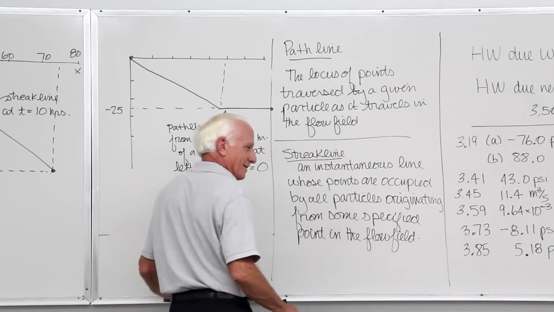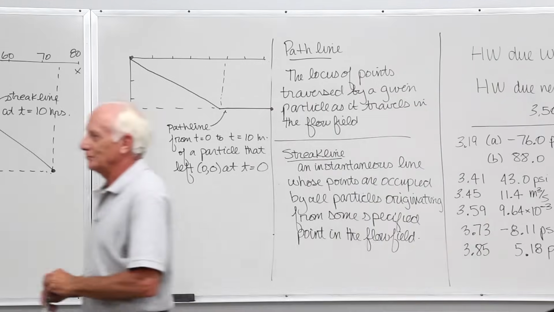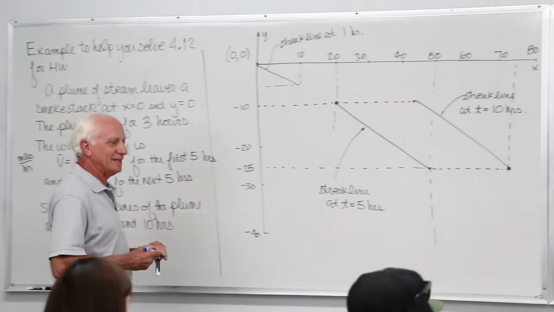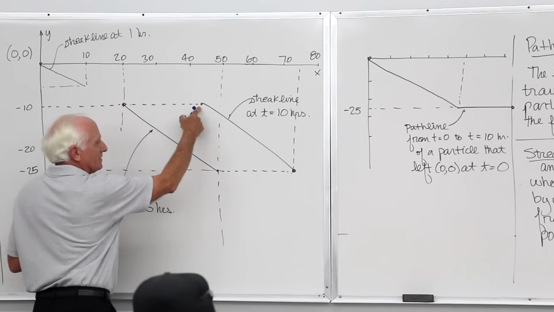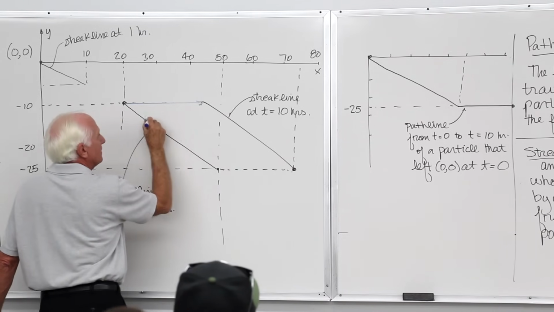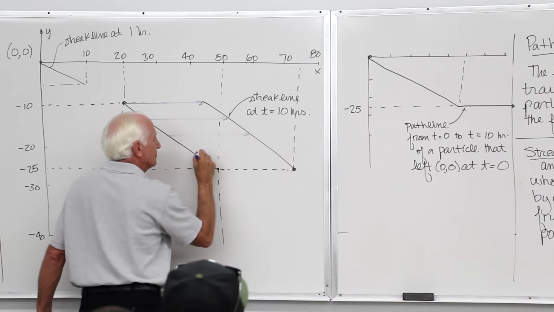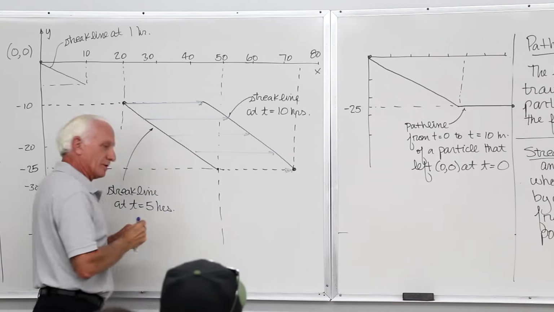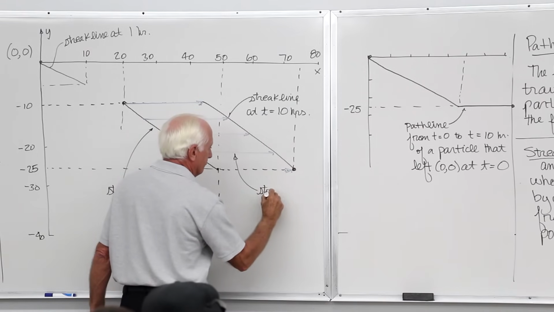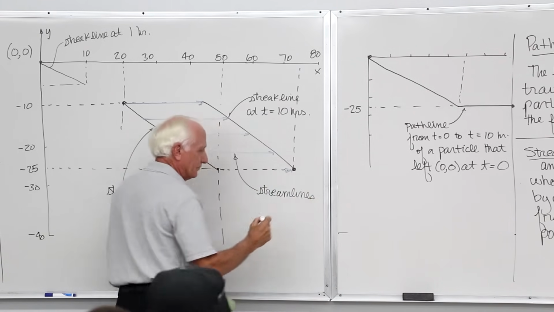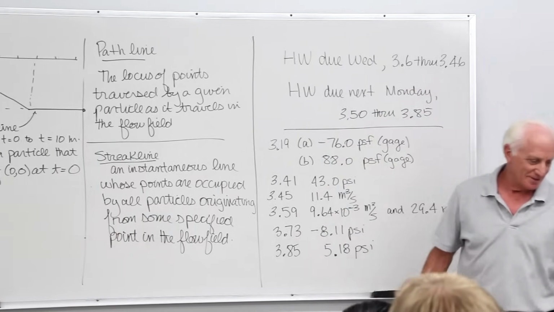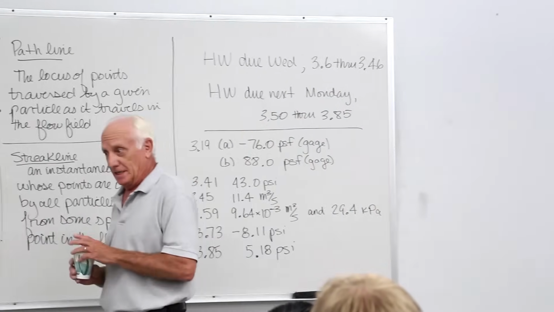Okay, I'll do one more. Can we see any streamlines here? Well, yeah, we can. That particle there went to there in 5 hours. This particle went to there in 5 hours, and so on, and so on. Conclusion, those are streamlines. Okay. We can beat that thing around pretty much, but I wanted to emphasize to you the difference in the three.